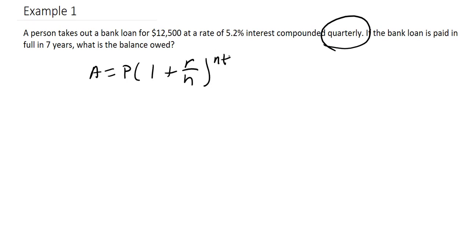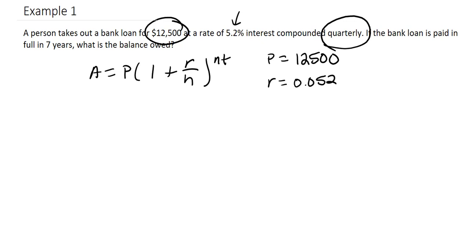So let's go ahead and start to fill this out. So our P is going to be 12,500. Then we have our rate, remember, which is in decimals. We just divide that by 100. So we get 0.052. Now our N, very important, is that it says quarterly. So that's going to be 4 times it's compounded per unit of our T. And so our actual T is going to be 7. So let's go ahead and fill this in now.